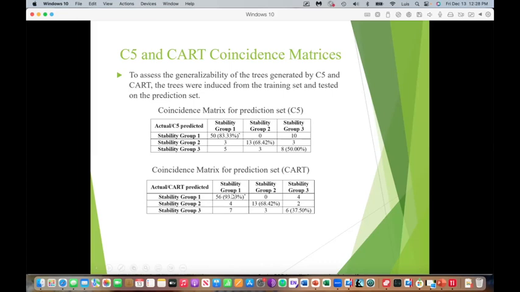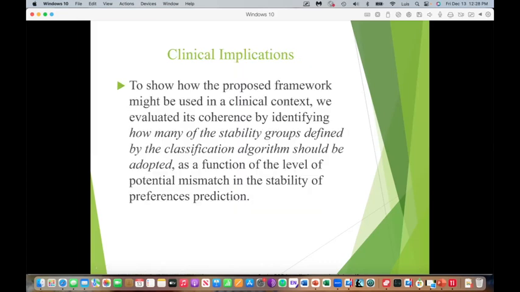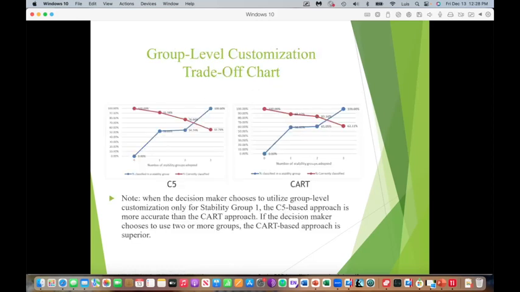But the whole idea is, you have a patient who enters the clinic. We have already built our stability groups and have to make a decision: should I assign the patient to an individual analysis for the preferences, or should I assign them to a group? So this is what happens. Now you have to make a decision, how many groups do I want to use? If I don't use any groups, you can see that I'm 100% okay. I know exactly what's happening. But if I have one group, C5 is a little better than CART.